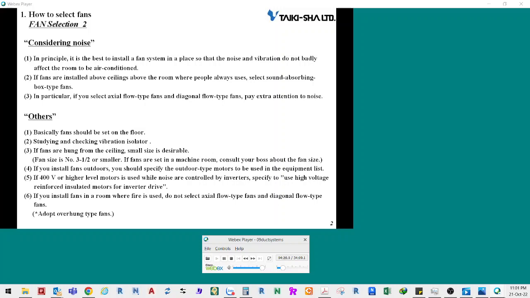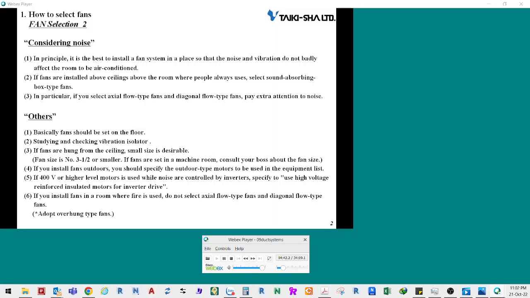According to relevant standards set by the Ministry of Land, Infrastructure, Transport and Tourism, you may hang fans whose size is number 3.5 or smaller. If you install fans outdoors, you should specify the outdoor type motors to be used in the equipment list.